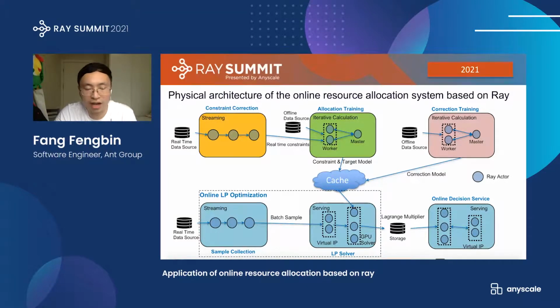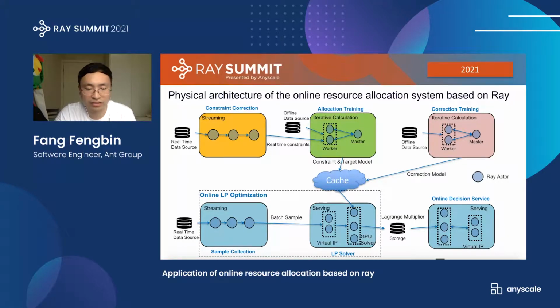The fourth part is online LP optimization. It uses streaming to process the real-time data of scoring snapshots generated in the first stage to generate batch samples. When the LP solution cycle is reached, streaming sends batch samples to serving. After receiving batch samples, serving uses them to solve LP optimization problems. We use the placement group feature to deploy the serving actor on the GPU machine and use the GPU to parallelize the algorithm.